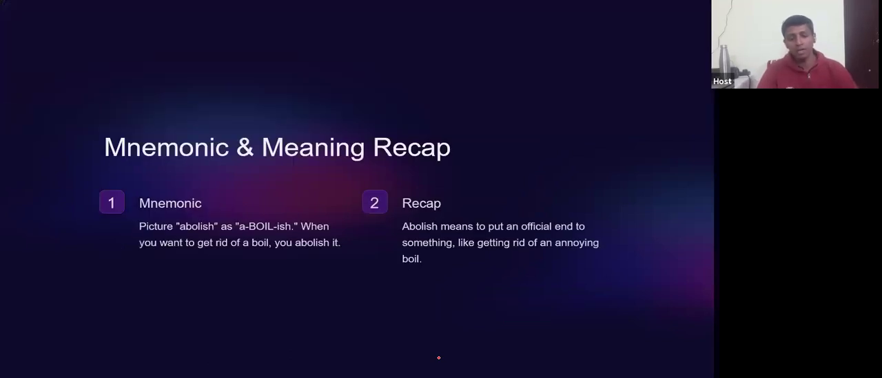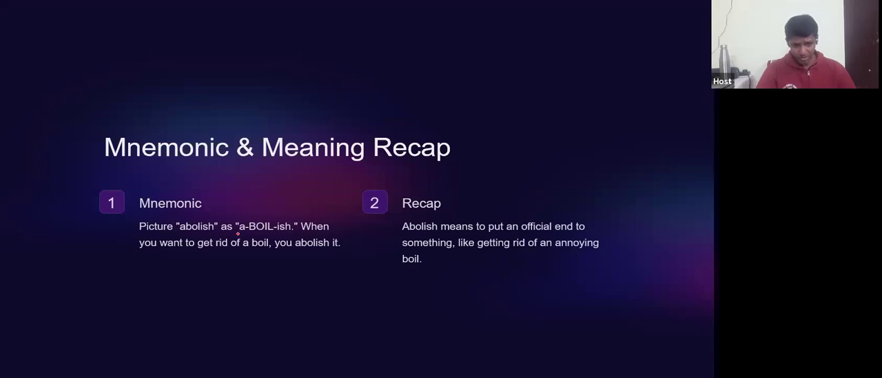Now, let's get into mnemonic. As I said, to remember anything which is new to us, mnemonic is a strategy. We can connect anything to it. There is no limitation to the creativity. You can connect Telugu, any regional language, anything which comes to your mind. The mnemonic we have here is, let's picture abolish as a boil-ish.